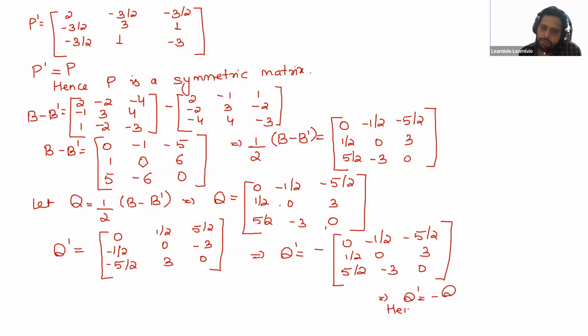Hence, Q is a skew symmetric matrix. So up to now, we have just shown that P is a symmetric matrix and Q is a skew symmetric matrix. Now what we will do is add P and Q.